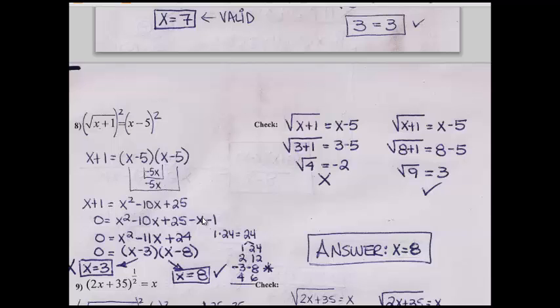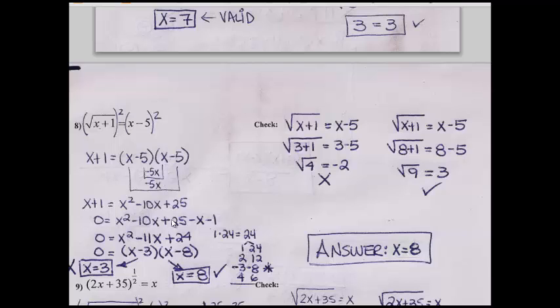Move everything to one side to make sure that one side is 0. Combine like terms. Then you factor. 1 times 24 is 24. What numbers give me 24? Negative 3 and negative 8. So that means I can write x minus 3, x minus 8. In other words, x equals 3, x equals 8. Very important. Make sure you check your answers. In this case, when we checked, we noticed that 3 is not a valid answer. And we also noticed that 8 is a valid answer.